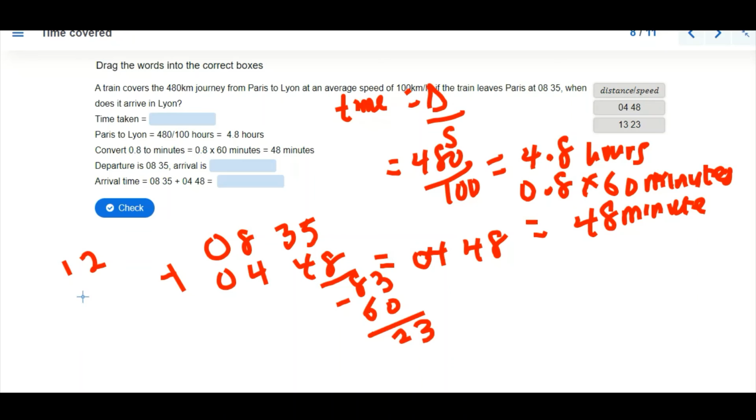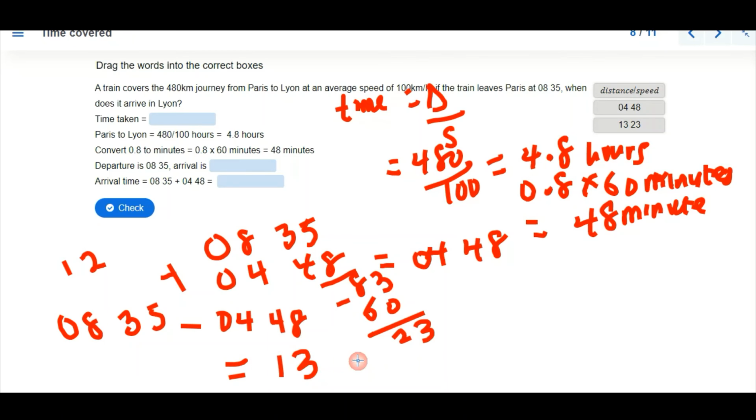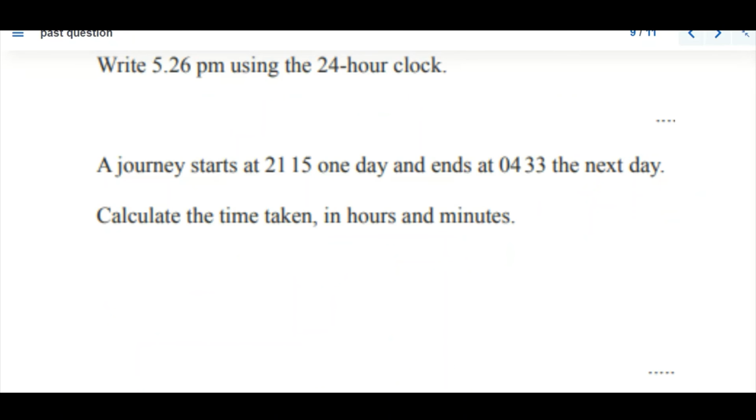So for this journey from 8:35 to 4:48, the movement takes 13 hours 23 minutes, and this gives us the solution to the problem. So we have solved the problem. This takes us to the next slide. We are going to be solving this together.